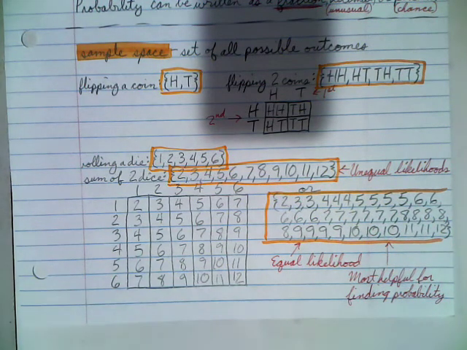All right, and let's go ahead and flip to the back. We're going to look at one more sample space here. One more sample space. So we're going to look at flipping a coin twice, then spin, not sin, spin a spinner.